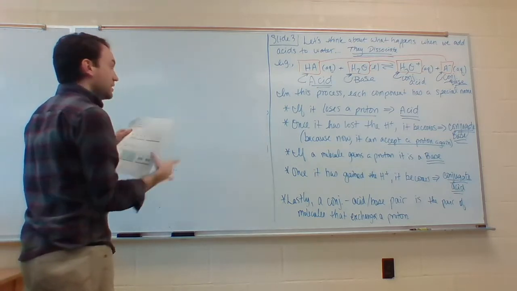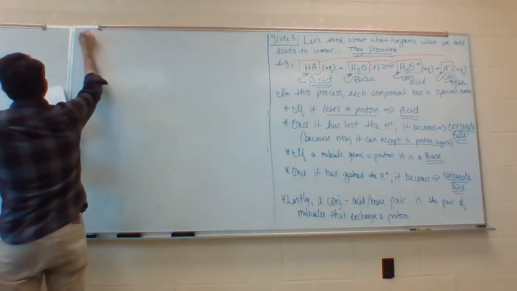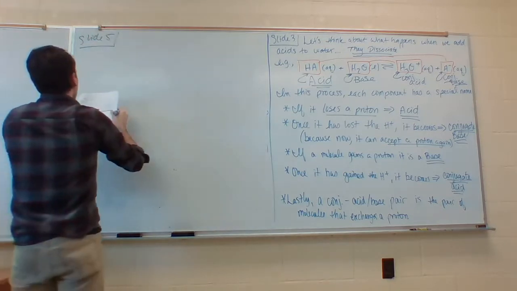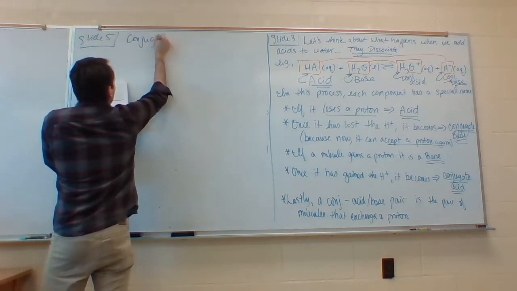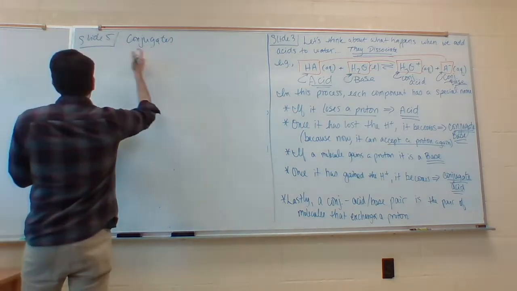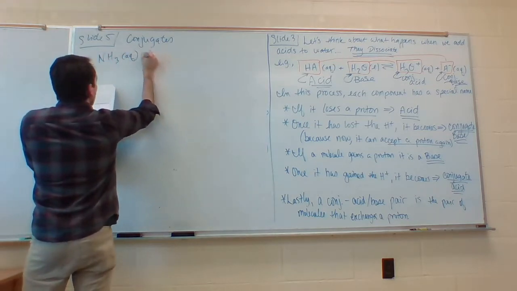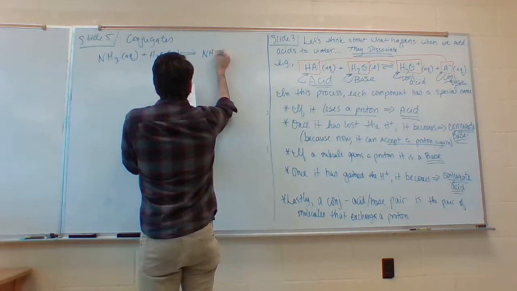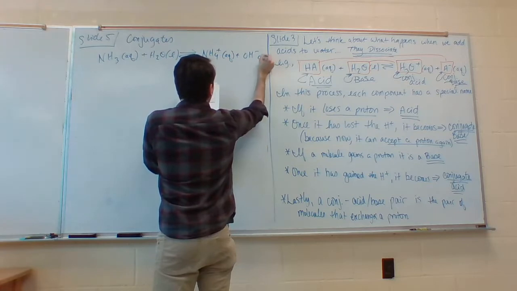Now let's try to practice these definitions a little bit. I think that'll be helpful for you guys. Let's look at slide 5. On slide 5, we're looking at conjugates, where we were talking about our conjugate acid, conjugate base, that sort of thing. We had the example on the slide of NH3 aqueous plus H2O liquid in equilibrium with NH4 plus aqueous plus OH minus aqueous.